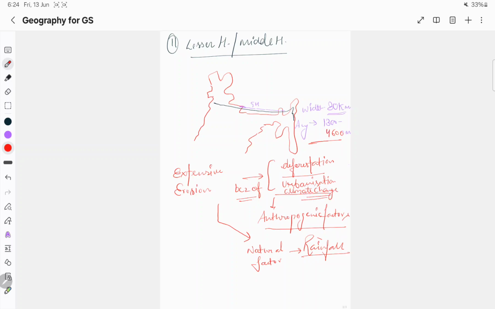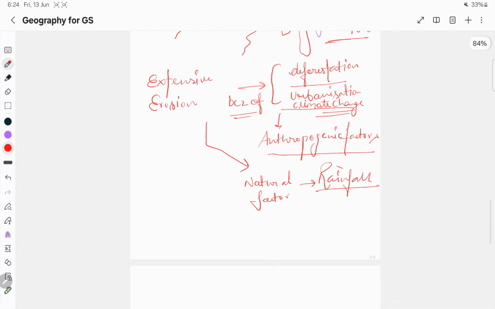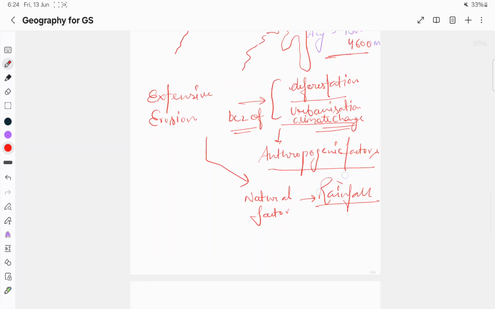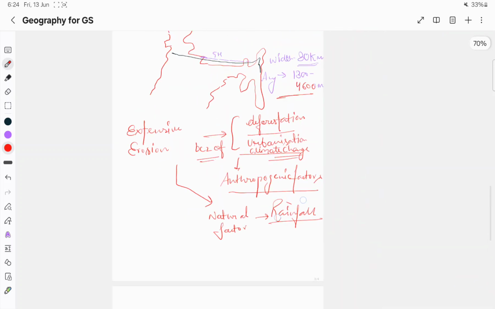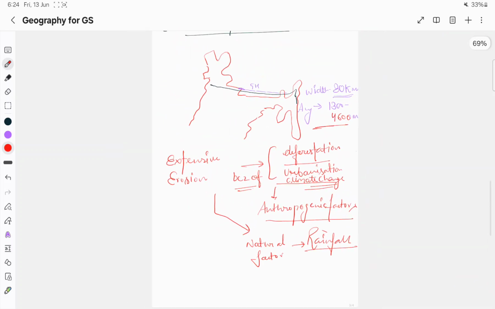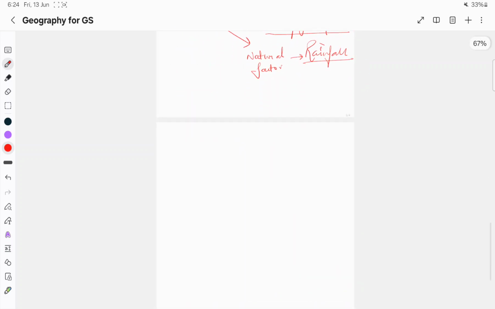By and large, everything is the same. In climate change, you have deforestation also. So in some way these things are linked to each other. Now we are done with the Lesser Himalayas. We are going to read about some mountains and other things in these Himalayas in later chapters.